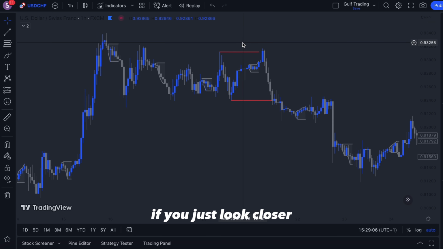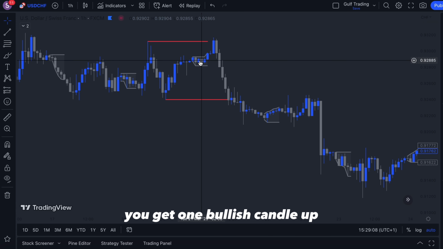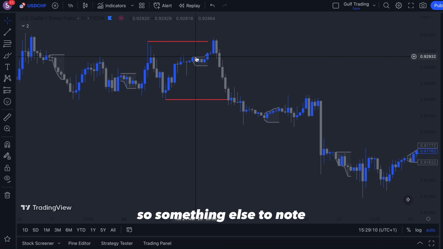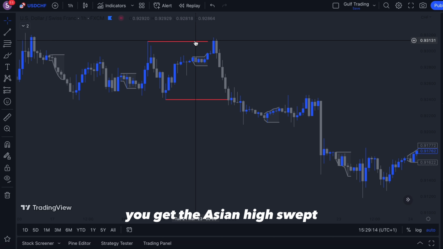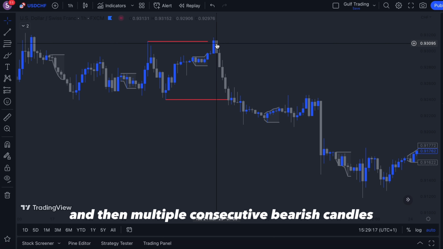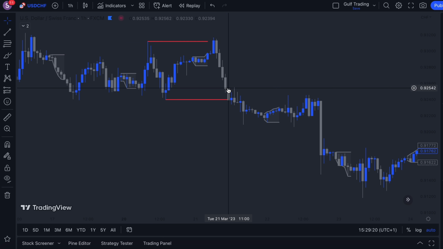And if you just look closer, you get one bullish candle up, taking out the Asian high. So something else to note, if this happens, it can increase the probability of the setup playing out. You get the Asian high swept, you get some liquidity swept, and then multiple consecutive bearish candles. And so on a higher time frame, in the 2 hour, there is actually a clear supply zone. However, it doesn't get tapped, and so that's why sometimes when trying to trade from supply zones, maybe price will come back at some point, but you know, price has just left it.